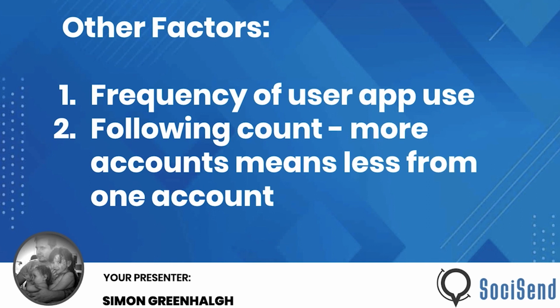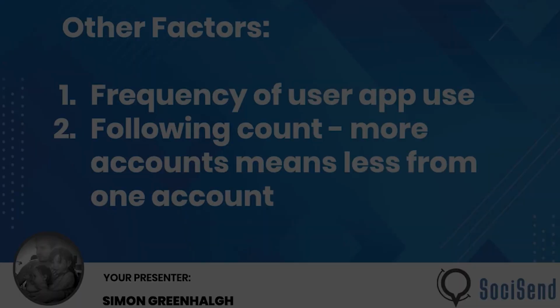Other factors that play into here: frequency of user app use. So, for example, if someone uses their Instagram account more often than the next user, they're obviously more likely to see more pieces of content. It's quite straightforward, but it does apply to the algorithm, because they can then analyze better what kind of content that user uses. The following count. More accounts means less from one account. So if you're following lots and lots of accounts on Instagram, then the likelihood of you seeing a piece of content from any one of those accounts is much less than if you follow fewer accounts, if that makes sense.